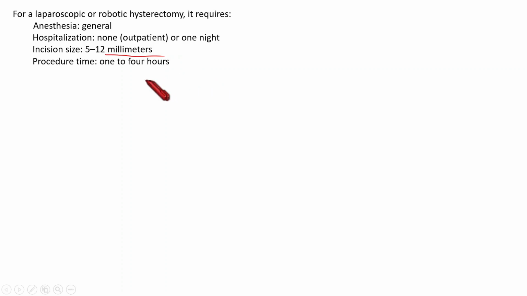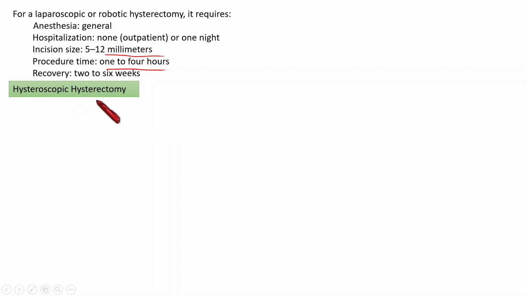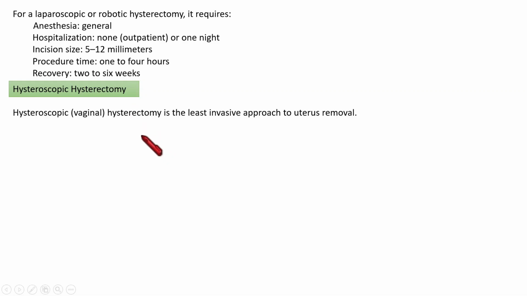hysterectomy. Then this procedure will last for what time? How much time is required to complete that procedure? 1 to 4 hours, and recovery, and that patient requires 2 to 6 weeks of rest. The hysteroscopic hysterectomy is another method. The main benefit of this method is that it doesn't need any type of incision. Here, the uterus is removed through the vagina. So that is the important benefit. But this hysteroscopic hysterectomy is not applicable to all patients.